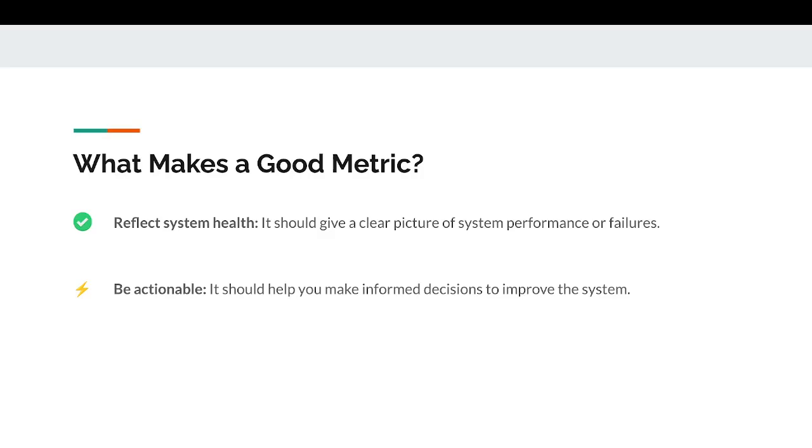What makes a good metric? When I started working on monitoring systems, I ended up collecting a lot of metrics that do not even define the health of a system. So the 2 important points are that it should reflect system health and it should be actionable, so that you can make informed decisions to improve the system. I will give you some examples that may help you understand this point.